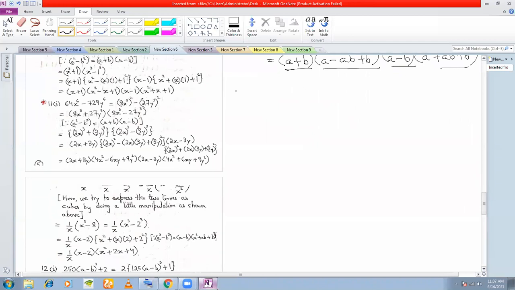Look at this, 11(1). Given expression here is 64 x to the power of 6 minus 729 y to the power of 6. We want to factorize this.